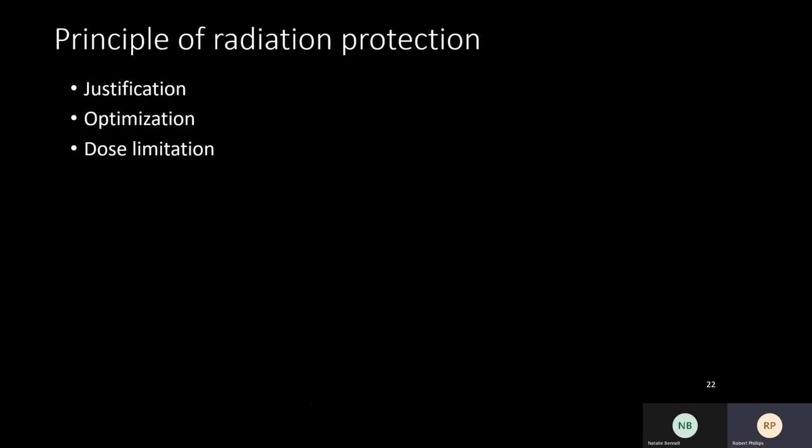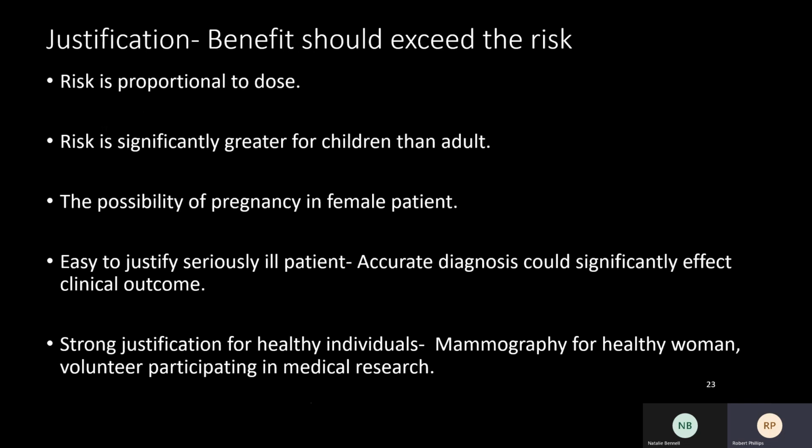So what are the principles of X-ray protection? These principles are universal, in every country, everywhere. There are 3 principles of radiation protection: justification of exposure, optimization of dose, and dose limitation. So what is justification? Justification means the benefit should always exceed the risk.